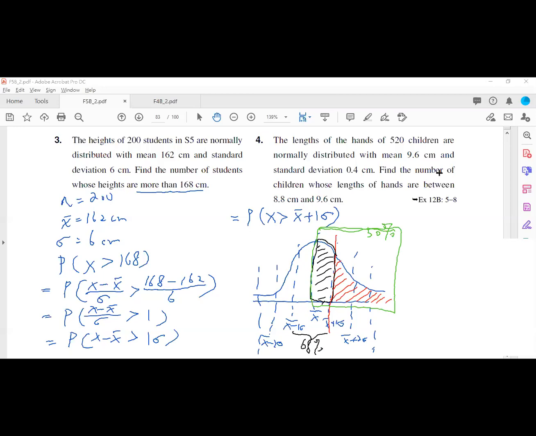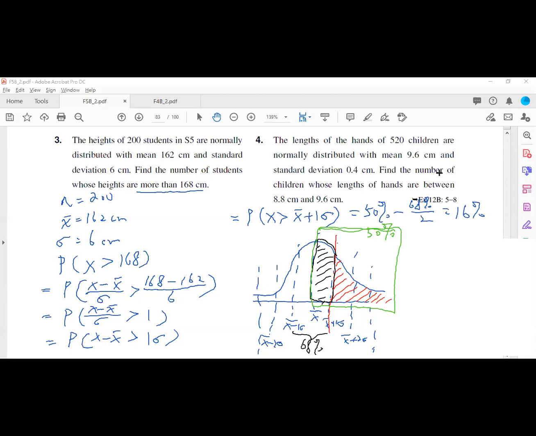So now I want to find the red part. Then I will use 50% minus the black part, okay? So that will be equal to 50% minus the black part, which is 68% divided by 2. Okay, so that should be 50 minus 34. And finally, it should be equal to 16%. Okay, the red area is 16% of all the area.